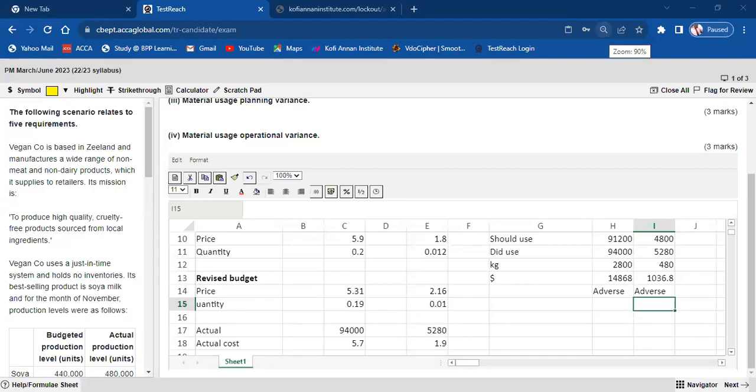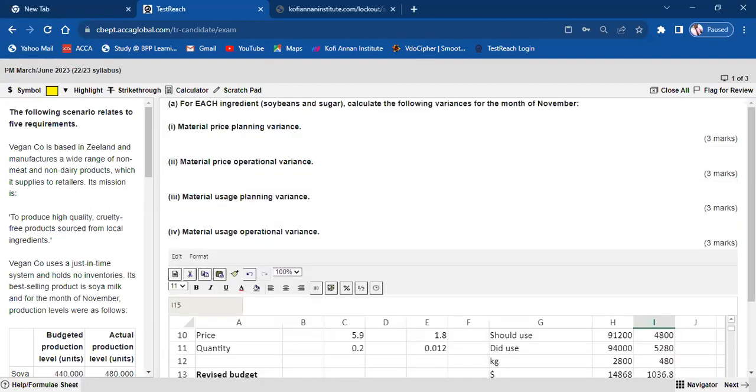So this is what we have done so far to answer requirement II, price operational variance for both ingredients, scoring 1.5, 1.5. And then for IV, material usage operational variances for each of the product of the material, scoring 1.5, 1.5, 3. Next, I want to do the planning variances in requirement I to score another 3 and 3.